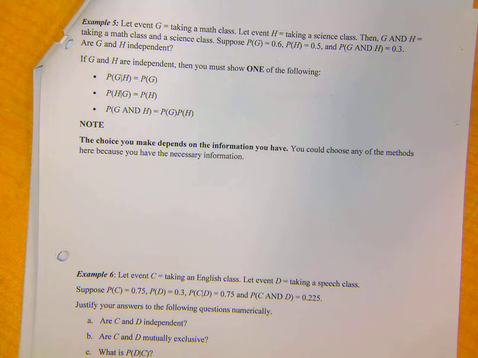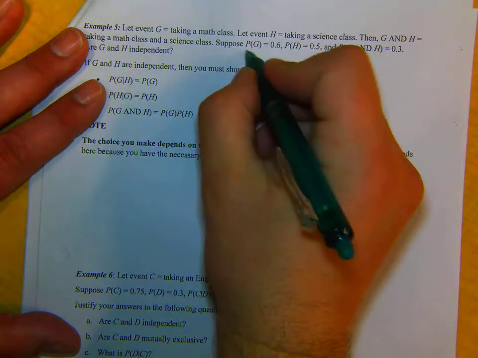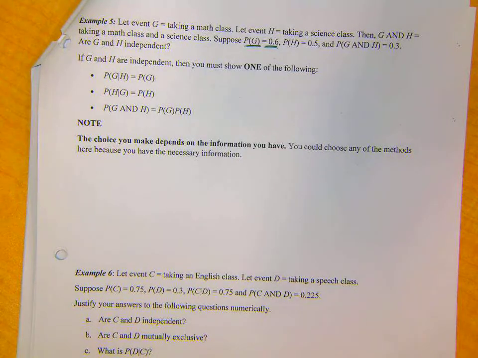So we have some probabilities here. We know essentially some things about our college and who takes what. So the probability of G, which is taking a math class, is 0.6. That is, the probability that I randomly choose somebody from my college and they're taking a math class is 60%. That's what we're saying.